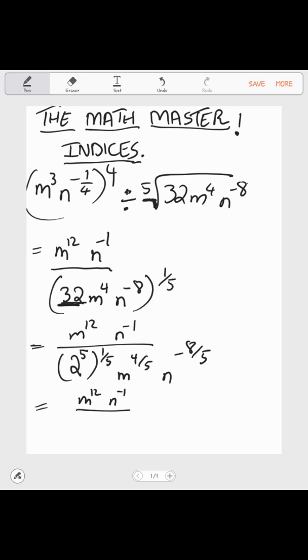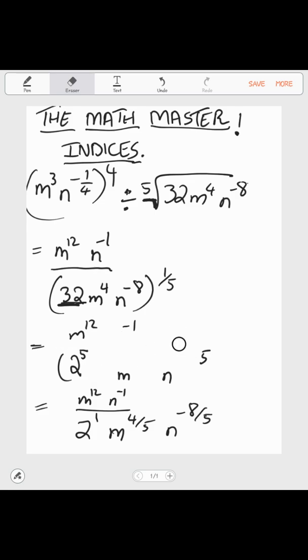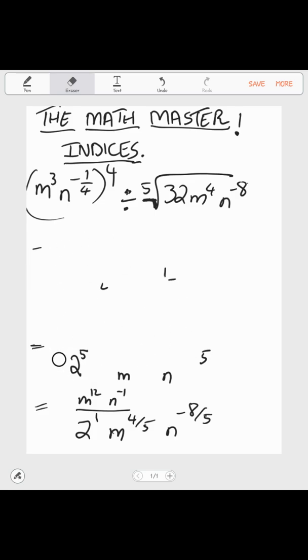Alright, so the second thing we're gonna do is cancel these powers out, which would become 2 power 1, m power 4 over 5, and similarly n power minus 8 over 5. Now this space has been finished, so I'm gonna erase these steps. Make sure you have copied them or something, and let's move forward.